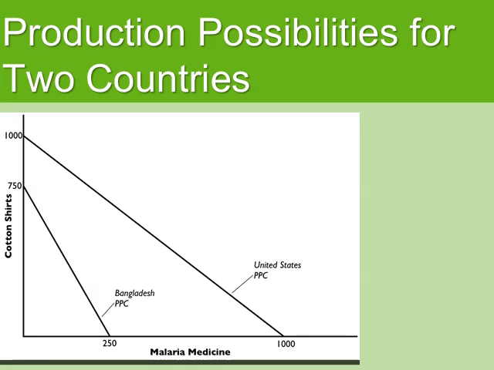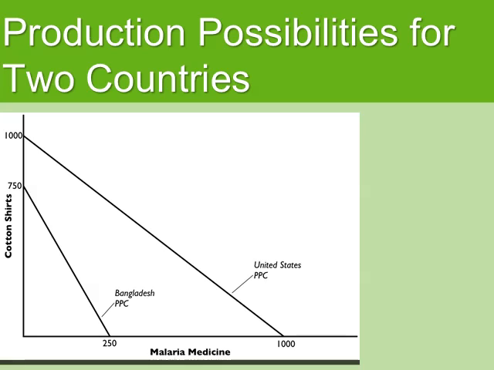Please note that this is a theoretical scenario not based on actual numbers. Let's say that we're looking at the countries, the United States and Bangladesh, and that each produce only cotton shirts or malaria medication. Remember, even though we know more things are actually produced than just these two items, we want to simplify our model. This production possibilities curve shows what production possibilities of the United States and Bangladesh would look like in our scenario.